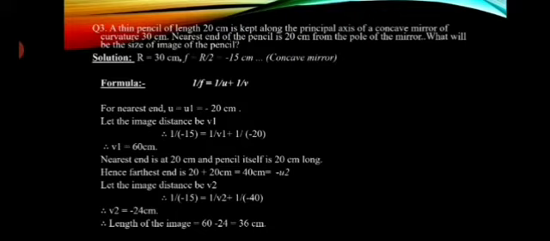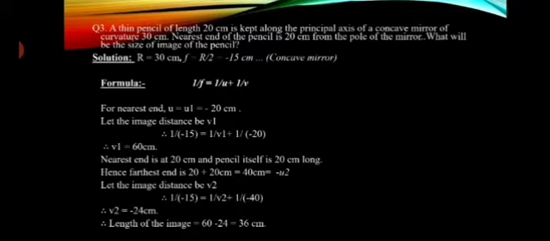The first problem is: a thin pencil of length 20 cm is kept along the principal axis of a concave mirror of radius of curvature 30 cm. Now here a thin pencil of length 20 cm is kept. That means the object is a pencil and its size is given, that is the object size is 20 centimeters, and also the radius of curvature of the concave mirror is given as 30 centimeters.